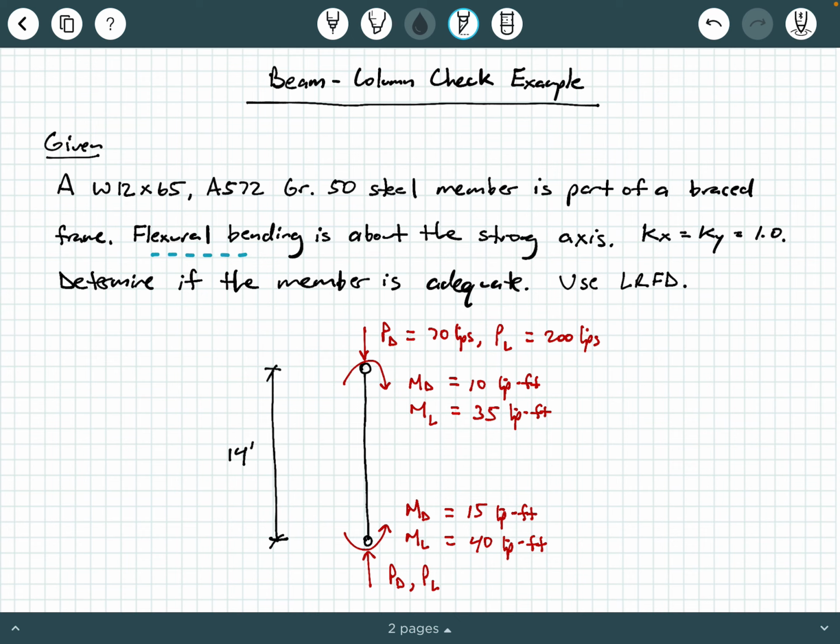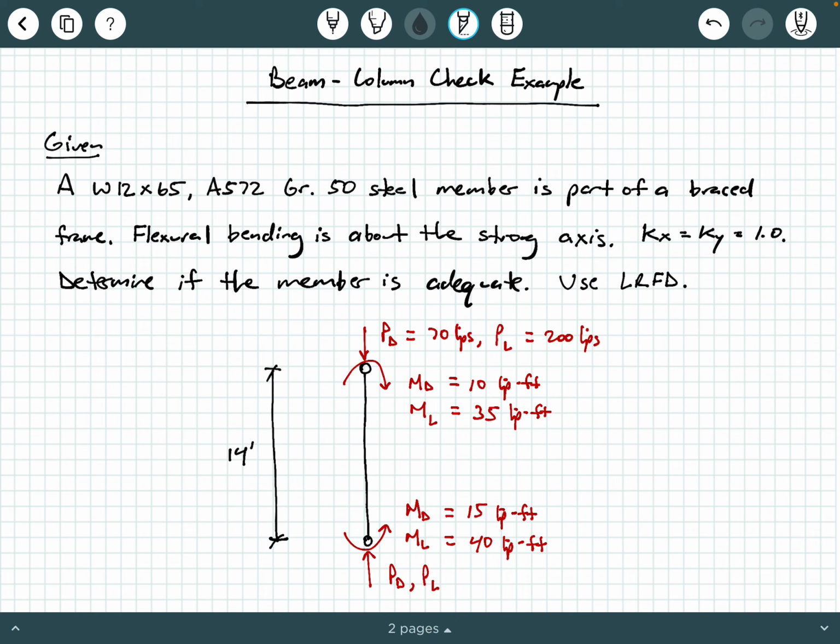We're then told that flexural bending is about the strong axis. Again, context clue there is that flexural bending is about the cross-section XX axis, okay? We're told that the effective length factors for buckling about the X and Y axes are both 1.0, and that's indicated in the figure by these little open circles at the top and the bottom of the member. And then we're being told to determine if the member is adequate and to use LRFD. All right, so let's take a look at our figure here.